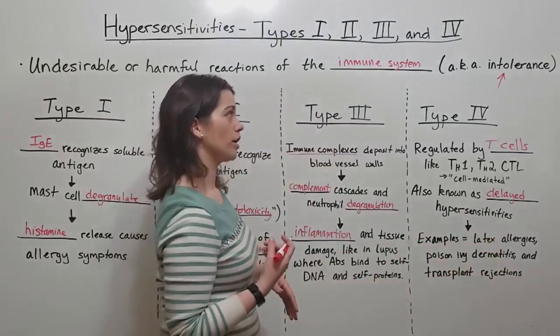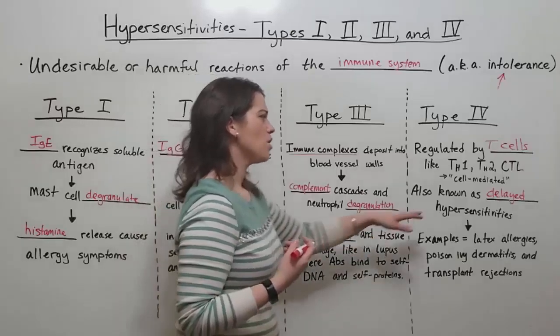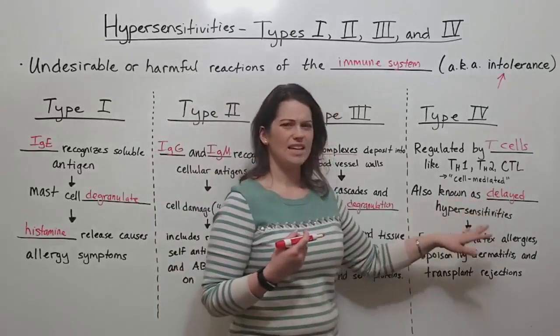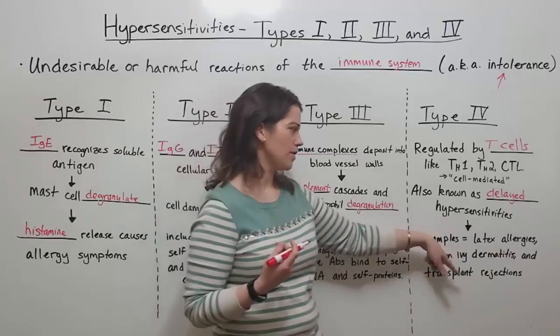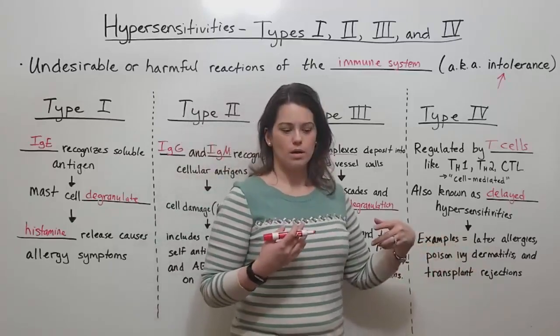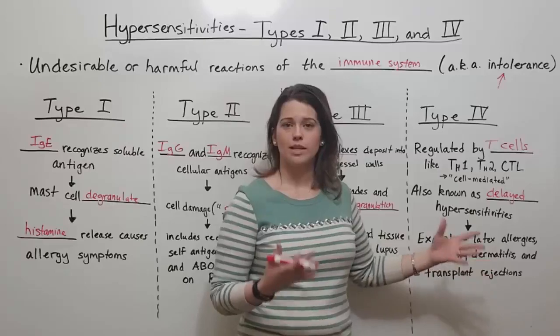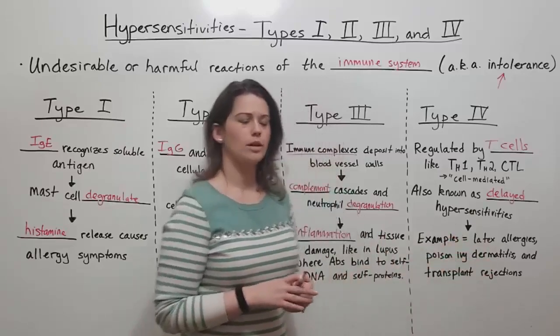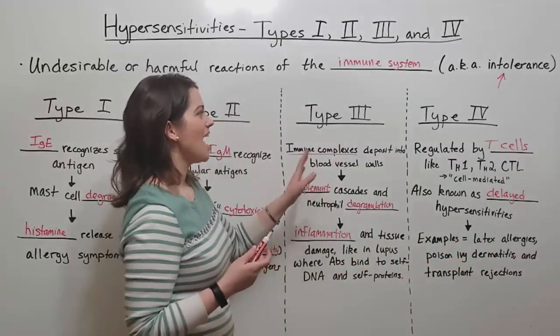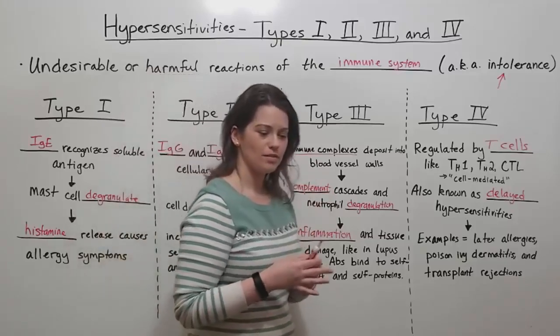needed organ transplant. And known as a delayed hypersensitivity because it can take several days sometimes for the symptoms to appear. So several days following exposure in some cases. And so that is it for the 4 types of hypersensitivity.